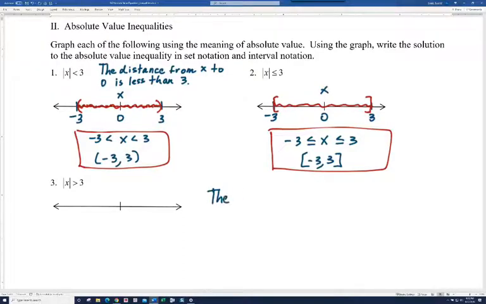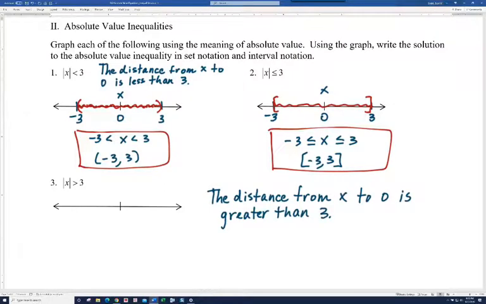All right, so on number 3 here, what we have is the distance from x to 0 is greater than 3. Well, here's -3 and 3 on the number line. Notice, for example, if this were 4, 4 has a distance from 0 that's greater than 3. In fact, any of the points to the right of 3 here have a distance from 0 that's greater than 3. And so our graph ends up looking like this, because you have that happening on both sides.